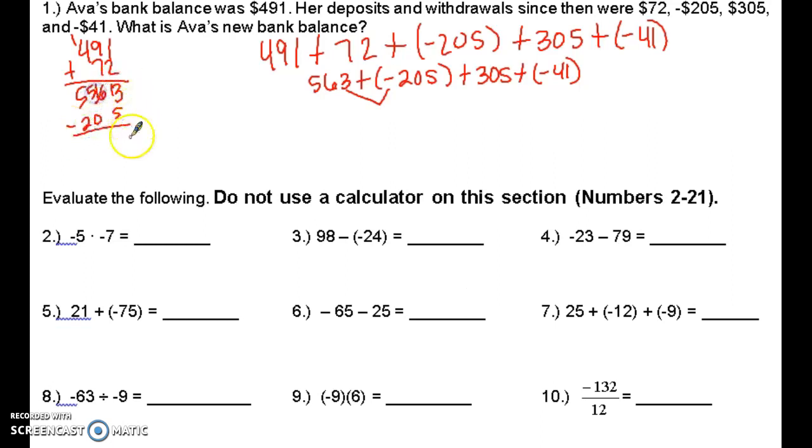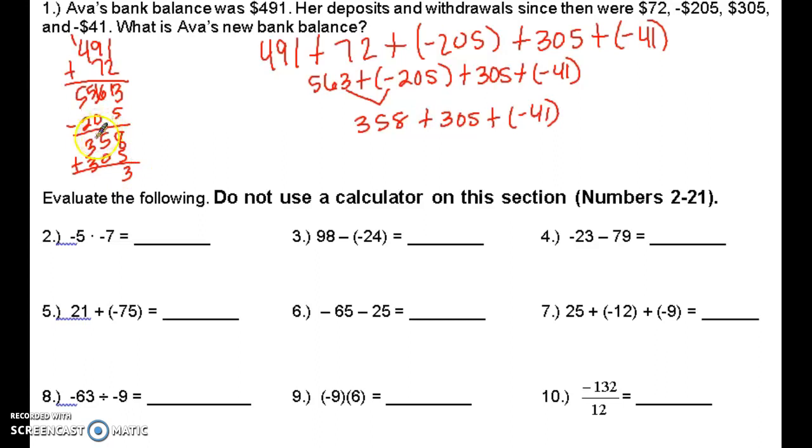I have to borrow. 13 minus 5 is 8. 5 minus 0 is 5. 5 minus 2 is 3. Bring everything else down. $358 plus 305, my signs are the same, so I add.